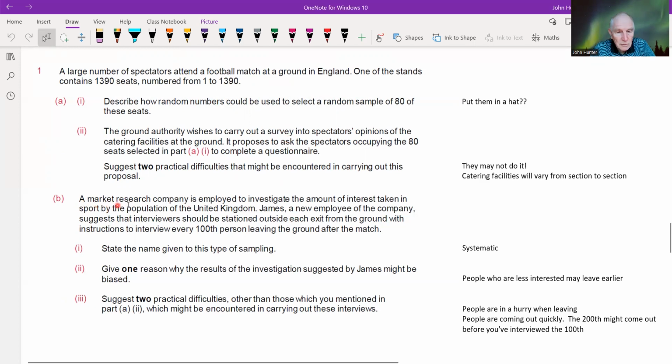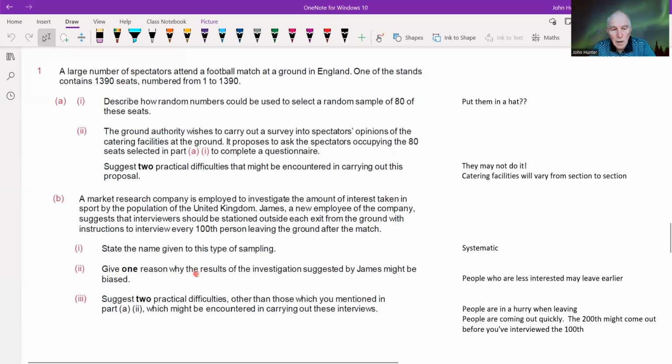Part B: a market research company is employed to investigate the amount of interest taken in sport by the population of the United Kingdom. James, a new employee of the company, suggests that interviewers should be stationed outside each exit from the ground with instructions to interview every 100th person leaving the ground after the match. State the name given to this type of sampling. Well, this is systematic, one of the ones on the list above.